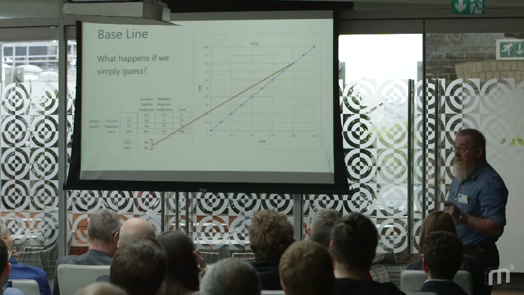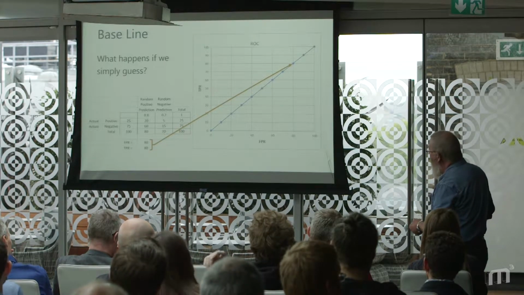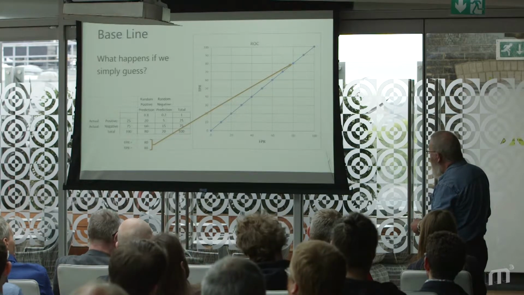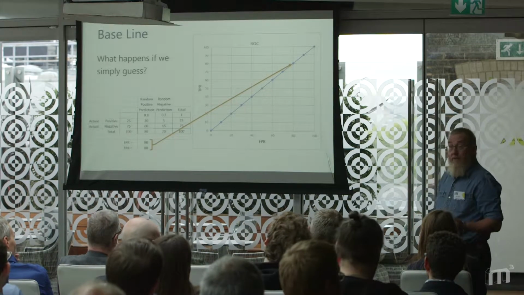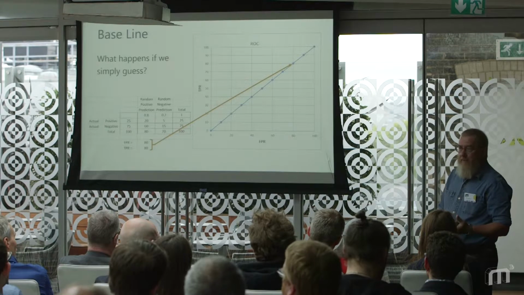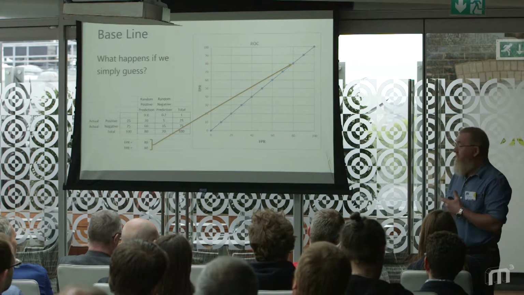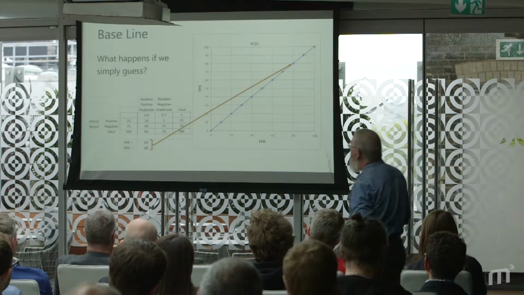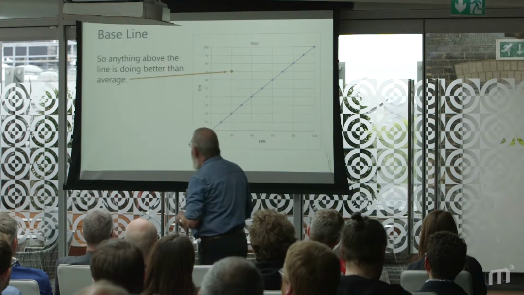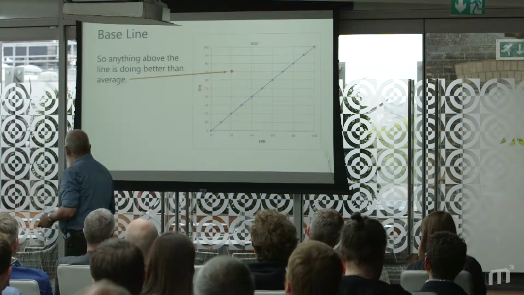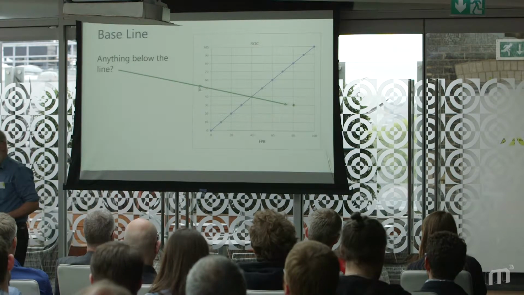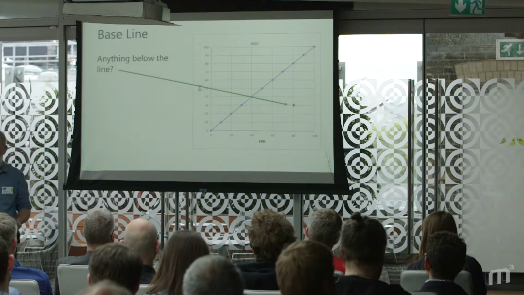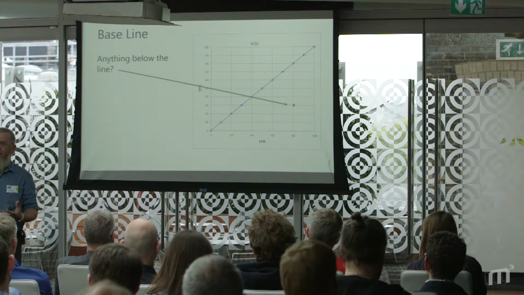So one of the nice things about ROC curves is anything that deviates from that line is interesting. Anything that's on that line is behaving so badly we are completely not interested in it. We have no interest in it whatsoever. So anything above the line is doing better than average. What happens if you do get something below the line? What does that mean?